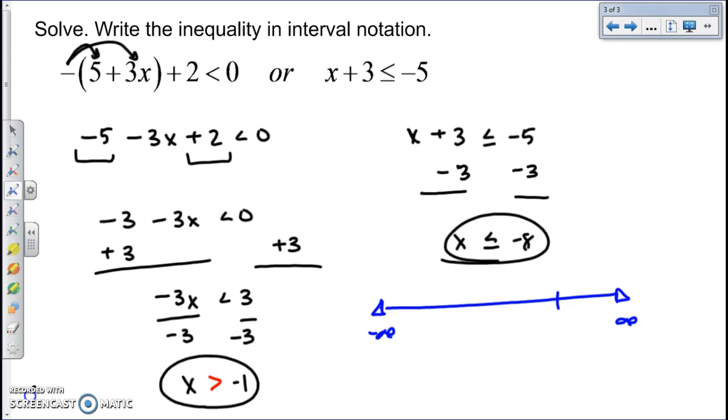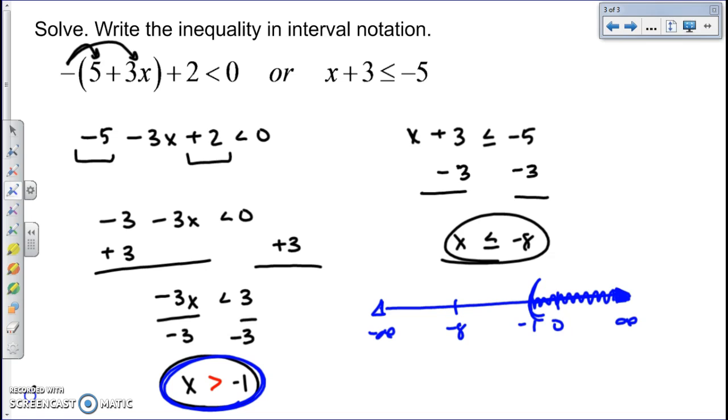We have 0, negative 1, and then down further we have negative 8. It says x is greater than negative 1. Okay, so we're going to use a parenthesis because it's strictly greater than. It's not greater than or equal to, so we're going to use a parenthesis. And we're going to shade everything larger than negative 1.